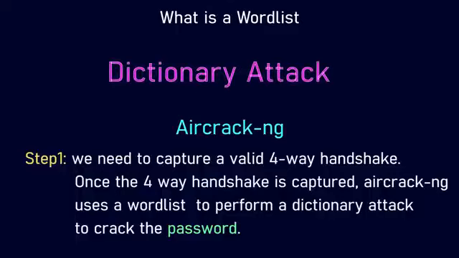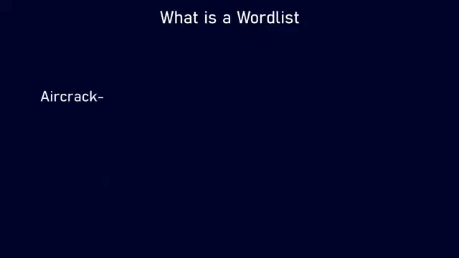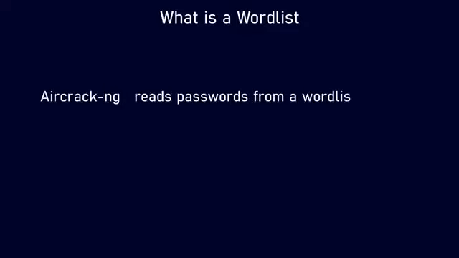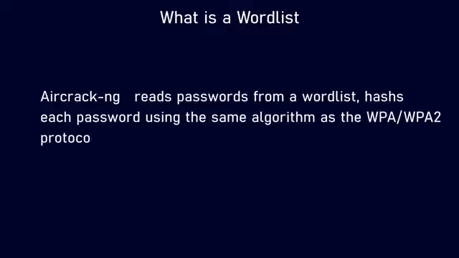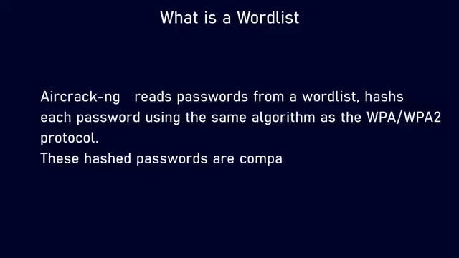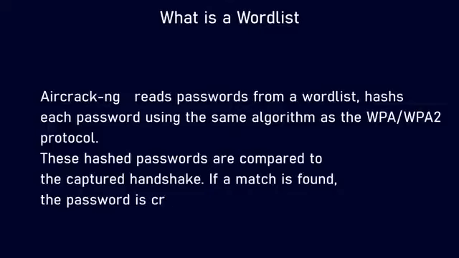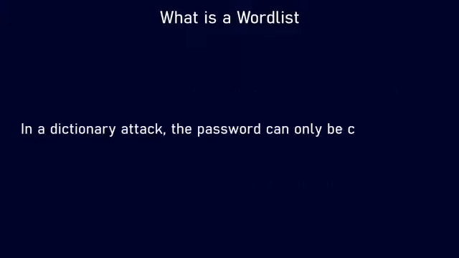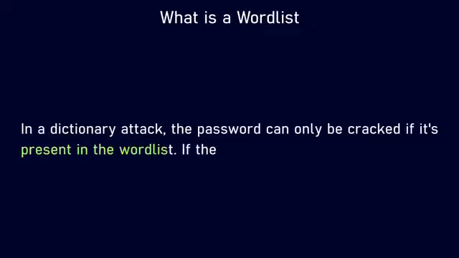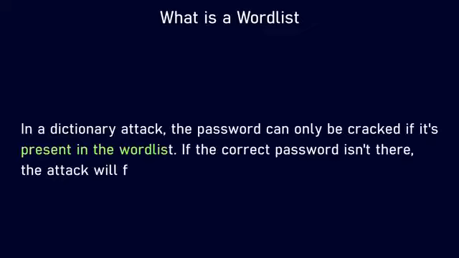The way Aircrack-NG works is it reads passwords from a word list, then hashes each password using the same algorithm as the WPA2 protocol. These hashed passwords are compared to the captured four-way handshake. If a match is found, the password is cracked. Remember, in a dictionary attack, the password can only be cracked if it is present in the word list. If the correct password is not there, the attack will fail.